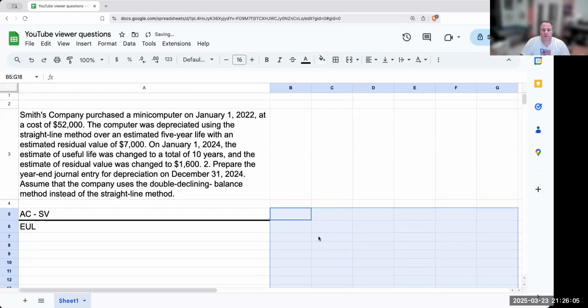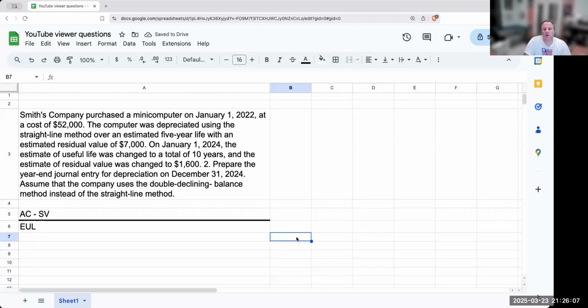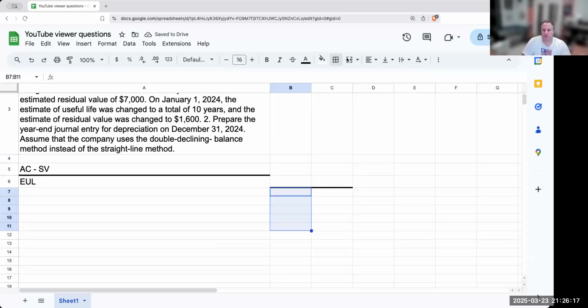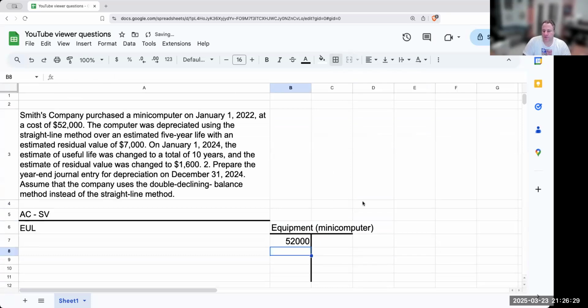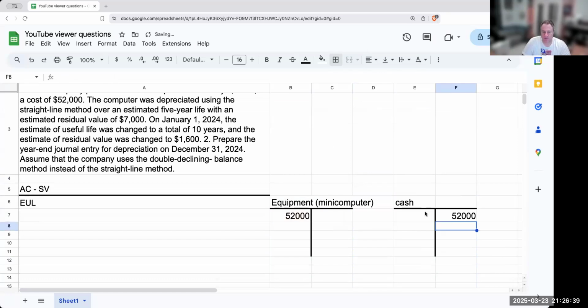For this first part, on 1/1/22, I purchased a mini computer at a cost of $52,000. The way I would handle this is I would debit equipment, or mini computer, valued at 52,000. For every debit, I need a credit, so I would credit cash at 52,000.